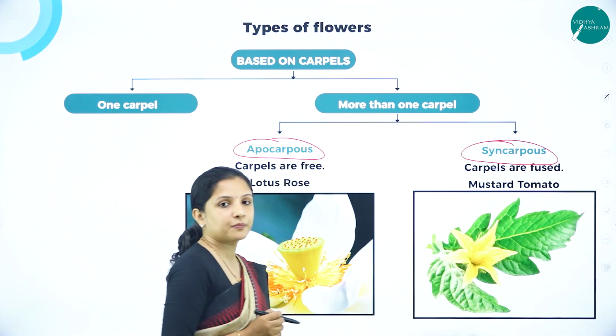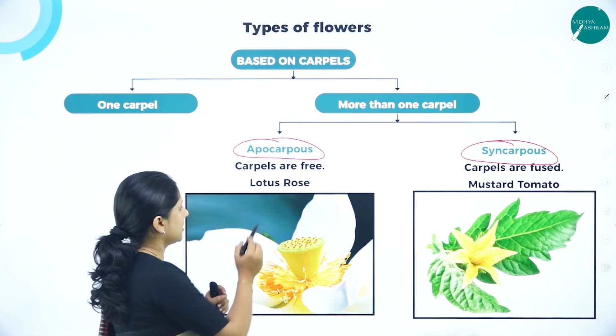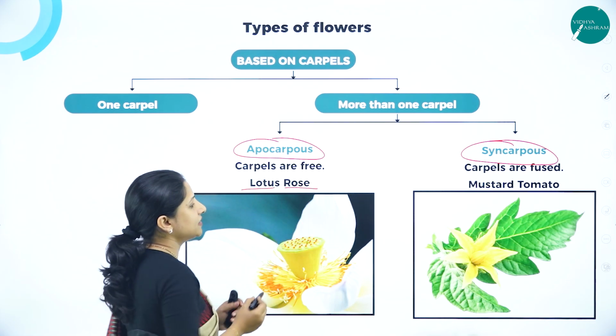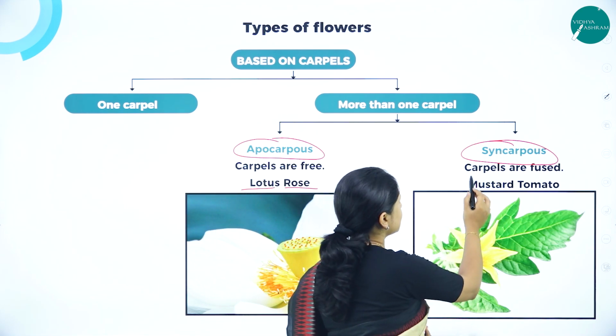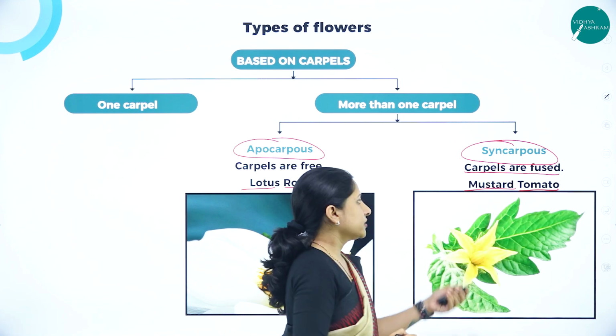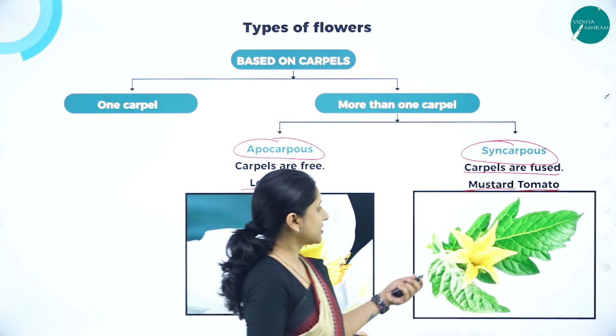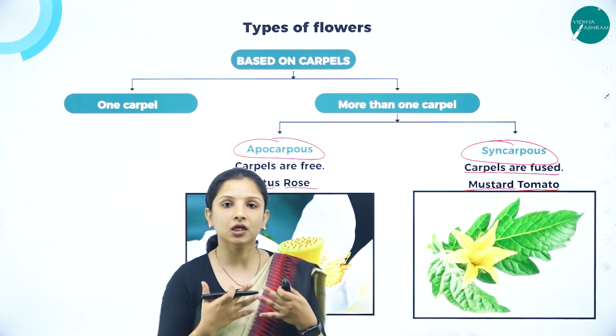Apocarpus means the carpels are free. Say for example, in the case of lotus and in the case of rose, the carpels are free, they are not united. So it is apocarpus. In the case of mustard and tomato, the carpels are fused. So if the carpels are fused, we call it syncarpus.